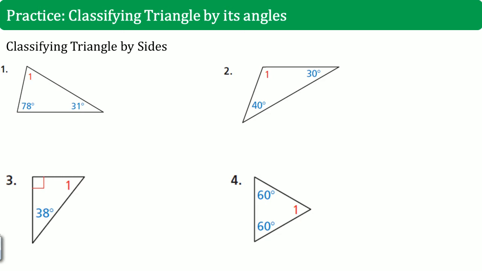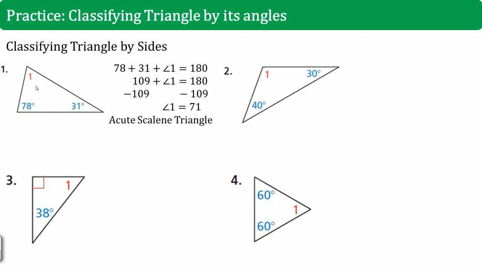Next, we can classify the triangles by the sides here. This is a simple problem. Give that a try. Please understand, to solve for the missing angle measurements, you will have to use the total sum of the inside of a triangle is equal to 180 degrees. Number one, you set the equation up: 78 plus 31 plus angle 1 equals 180. Combine like terms, then you get angle 1 is equal to 71. This is considered an acute scalene triangle because there's no congruent sides and the angles are less than 90.